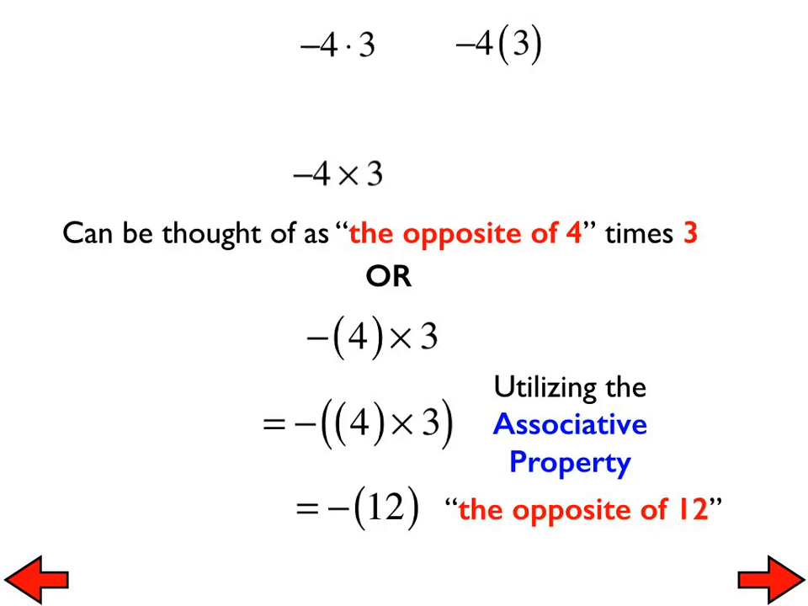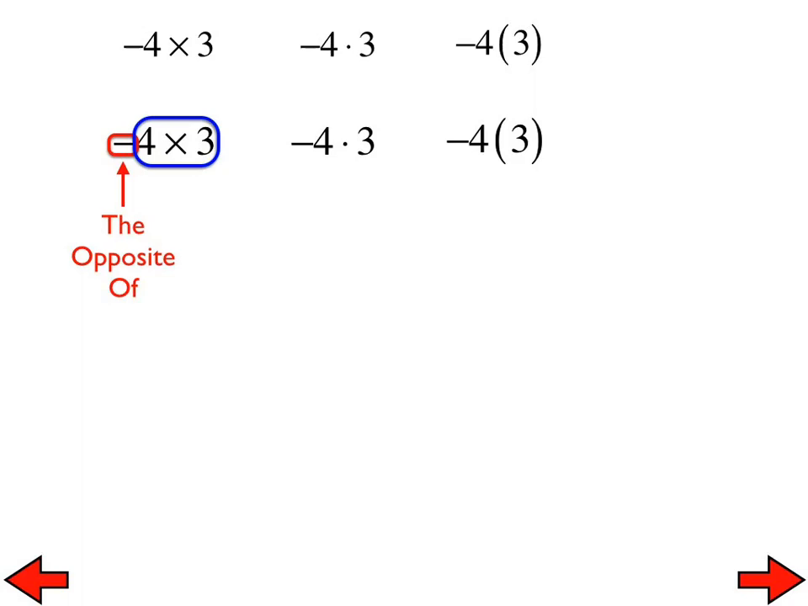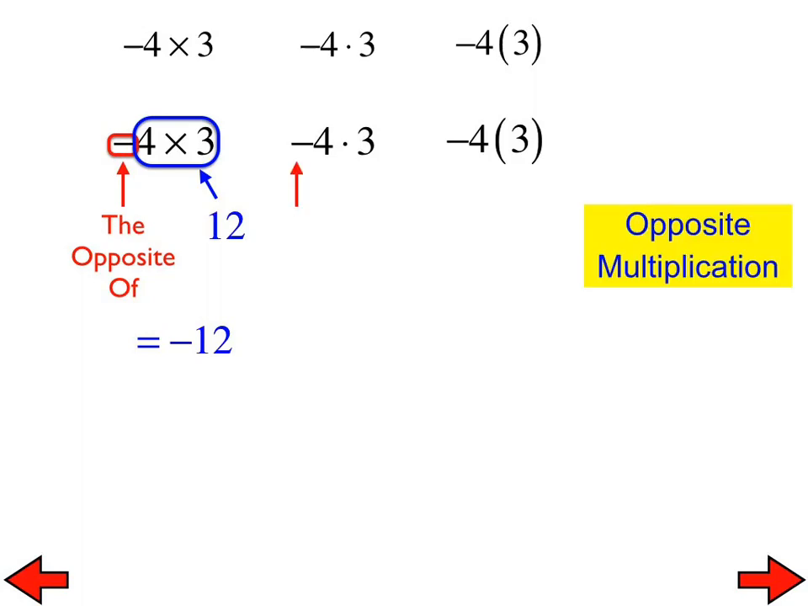Now, once again, you could have used the commutative property and thought of it as 3 times negative 4 and used one of the methods that we've already talked about. But this is opposite multiplication. All right. Once again, that's 3 different ways. And here's kind of a way of doing it quickly in your head. The opposite of 4 times 3 is the opposite of 12, and that's negative 12. Or, like this, the opposite of 4 times 3, which is 12, is negative 12.